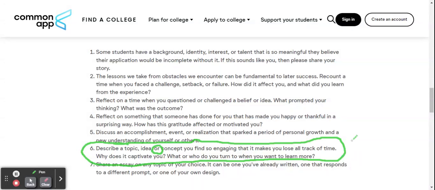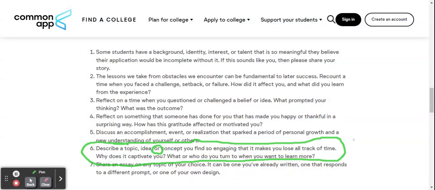So just keep that in mind too, right, writers? Give yourself some grace. So again, be focusing on you and how you're engaged with this topic or with this idea or with this concept. And this is really good.